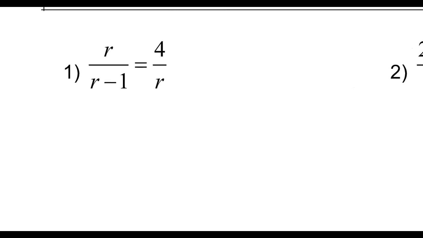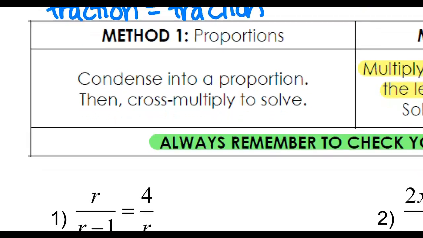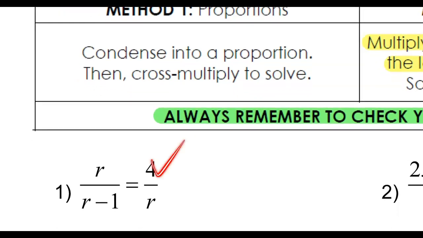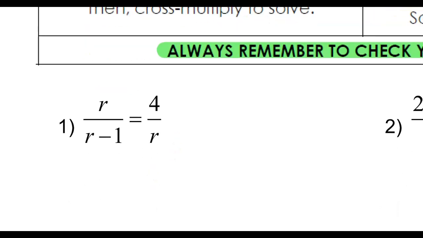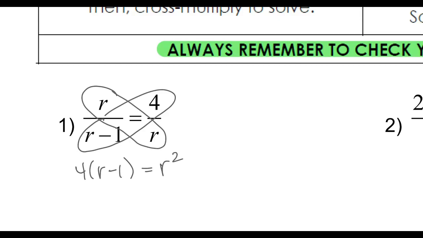I'm not going to do every single question here, but I am going to start with question number 1. Just by looking at question number 1, Caitlin, do you think we're going to follow method 1 or method 2? Method 1. Why? Because it's a fraction equal to a fraction. It says to condense into a proportion, which this one already is, and then we can cross multiply. So we're going to multiply r minus 1 times 4, and set that equal to r times r, which is r squared.